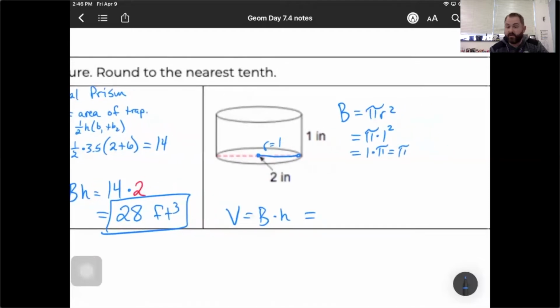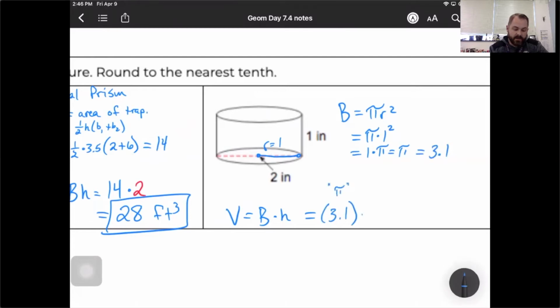And we know what that would be rounded to the nearest tenth. There's no calculation to do. Pi is about 3.14. So if I round that to the nearest tenth, that's 3.1. So I'm going to take that base area, 3.1, or 3.14, or just call it pi if you want.